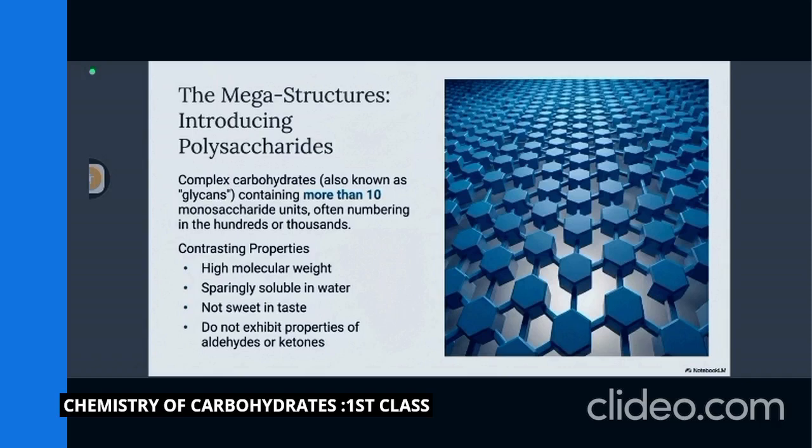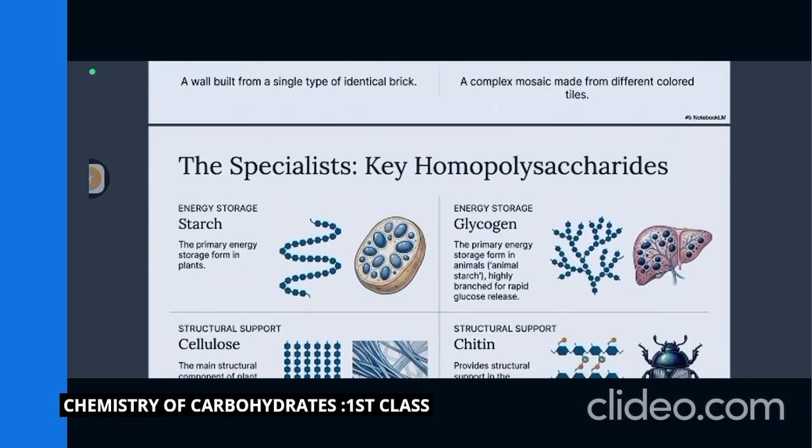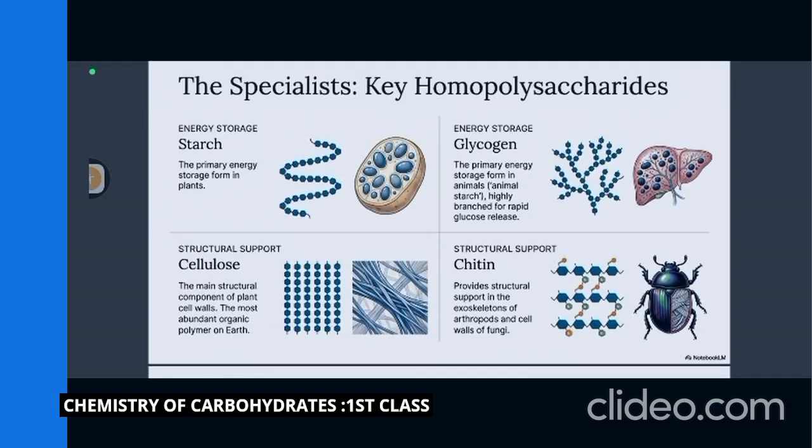aldehyde or ketone. Next, two architectural plans, as I have said earlier. On the left hand side, beautifully designed, same color units, that is called the homopolysaccharide, because the same type of monosaccharide is repeated over and over. It is an identical brick structure. On the right side are the heteropolyglycans or heteropolysaccharides. Different monosaccharide units are joined together. It is a complex mosaic made from different color tiles, like in your home. Okay, especially study the homopolysaccharides.